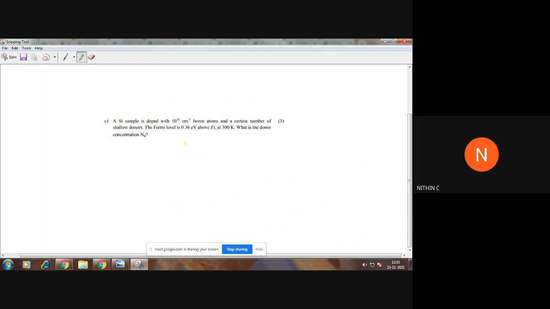Then it is doped with 10 raised to 16 boron atoms. Boron atoms means which type of impurity is that? Yes, acceptor. Acceptor means holes. Acceptor type of impurity, that's also correct.